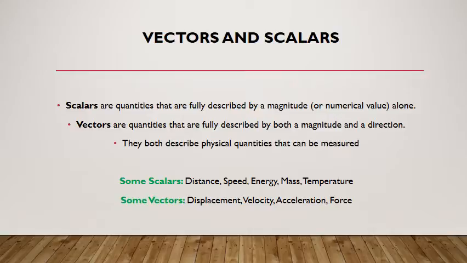Scalars are quantities that are fully described by a magnitude or numerical value only. Vectors, on the other hand, are quantities that are fully described by a magnitude and a direction. Both scalars and vectors describe physical quantities that can be measured. Some examples of scalars are distance, speed, energy, mass, temperature. Some vectors are displacement, velocity, acceleration, force. There are a whole host of others, things like magnetic field strength or electric field strength or drag or friction. There's a whole bunch of them.